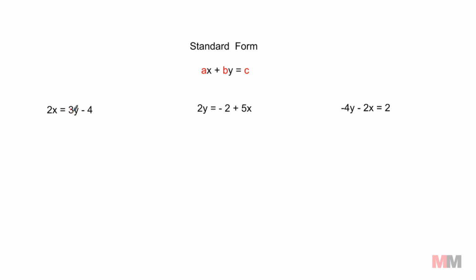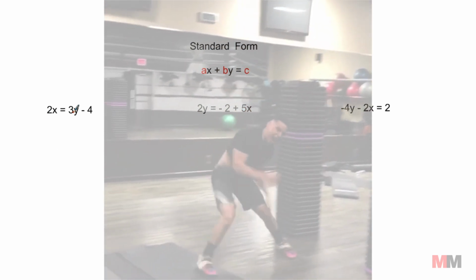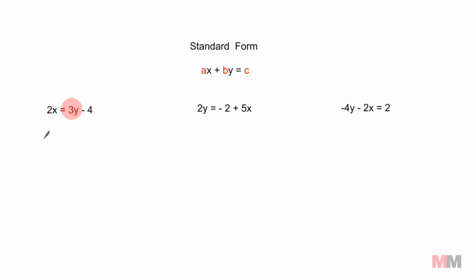The easiest way to do this, if you want to flip this over to the other side, pretend it's jumping over the equal sign, then all you've got to do is switch that positive to negative. So we can rewrite this as 2x minus 3y equals negative 4. All you're really doing is subtracting 3y on both sides, and that's why it turns from positive to negative. Let's do the next one really quick.